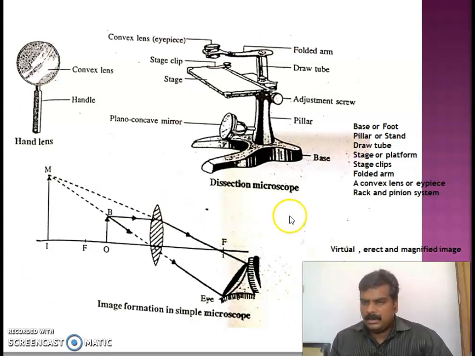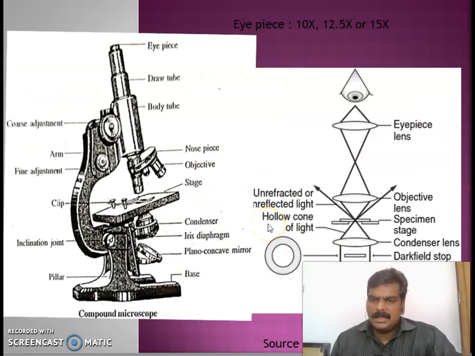And with the help of a simple microscope, we can get up to 15 times magnification, that is 15x magnification. But recently there are slightly more advanced microscopes where we can go up to 20x magnification. Now we will see how a compound microscope works. This is a typical compound microscope.